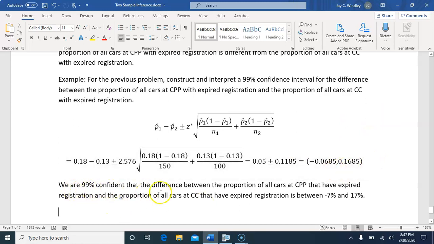And we are 99% confident that the difference between the proportion of all cars at Cal Poly that have expired registration and the proportion of all cars at Chaffey College that have expired registration is between negative 7% and 17%. And that's how you do hypothesis tests and confidence intervals when you are selecting 2 samples from 2 different populations.